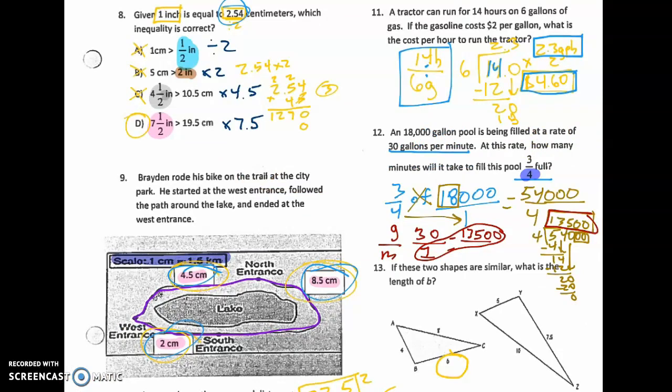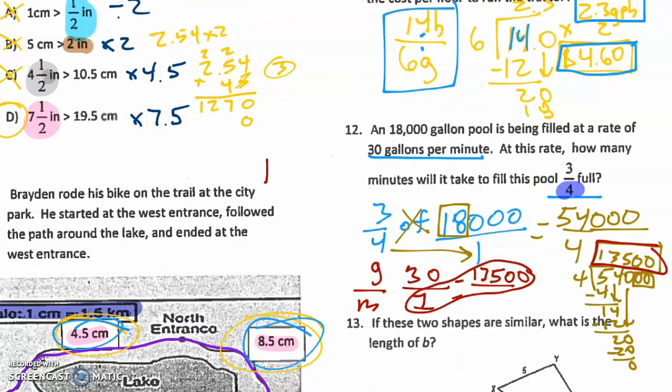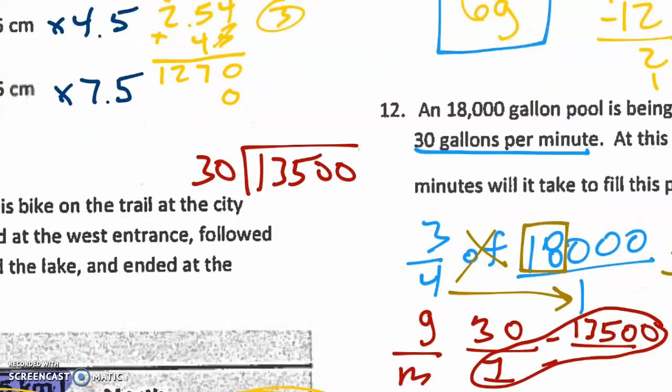Where am I going to do this? I'm running out of room. I'm going to do this up here. 13,500 divided by 30. 30 goes into 1, 0. 30 goes into 13, 0. 30 goes into 135. I know 30 times 4 is 120. So it's got to be that.